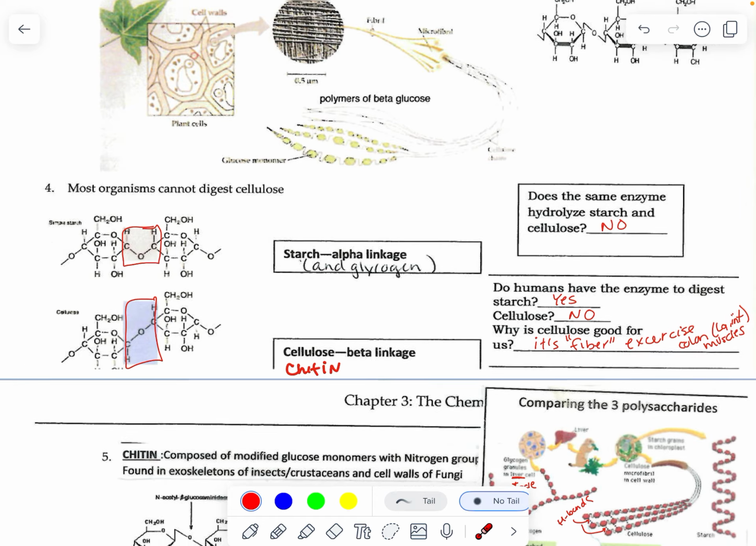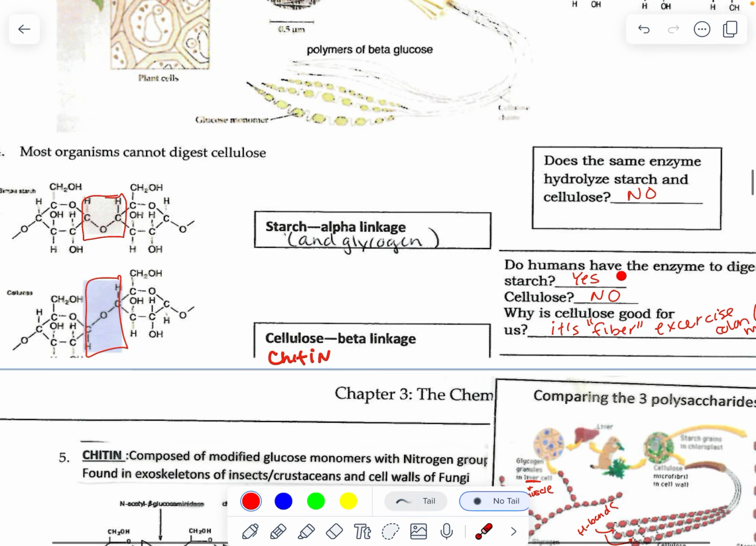Okay, so I talk about down here, like humans. Do humans have the enzymes to digest starch? Yes, we have the enzyme to break that bond. So you can eat starch and digest it, right? You can do a hydrolysis reaction. You have an enzyme that'll add water and do a hydrolysis reaction and digest starch. But we cannot digest cellulose, okay? Can humans digest cellulose? No. I don't think we can digest chitin either.